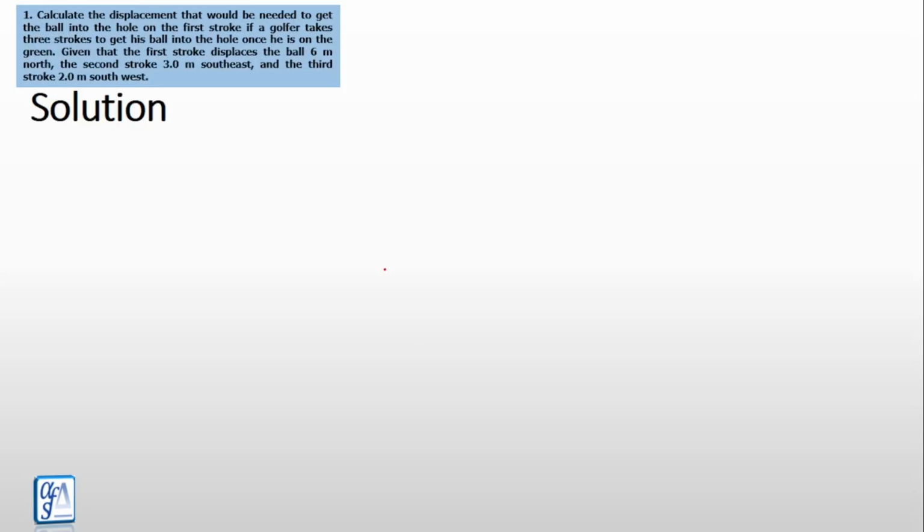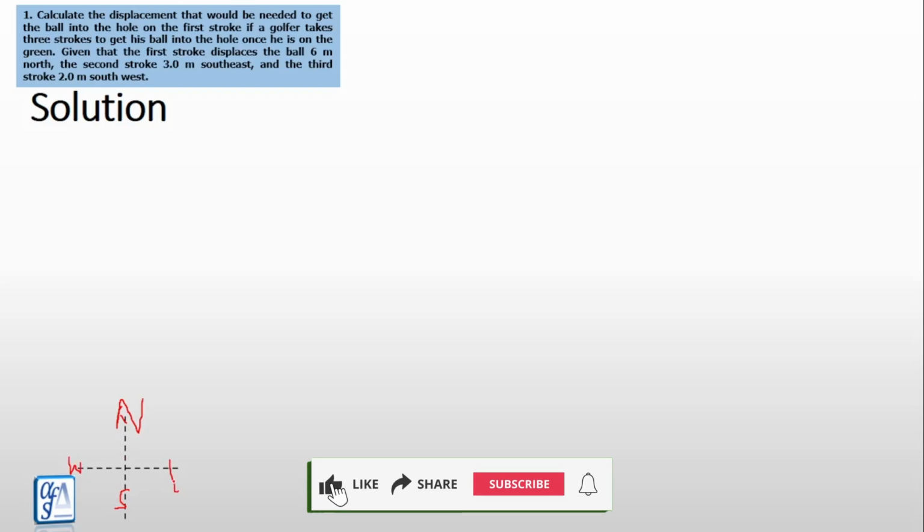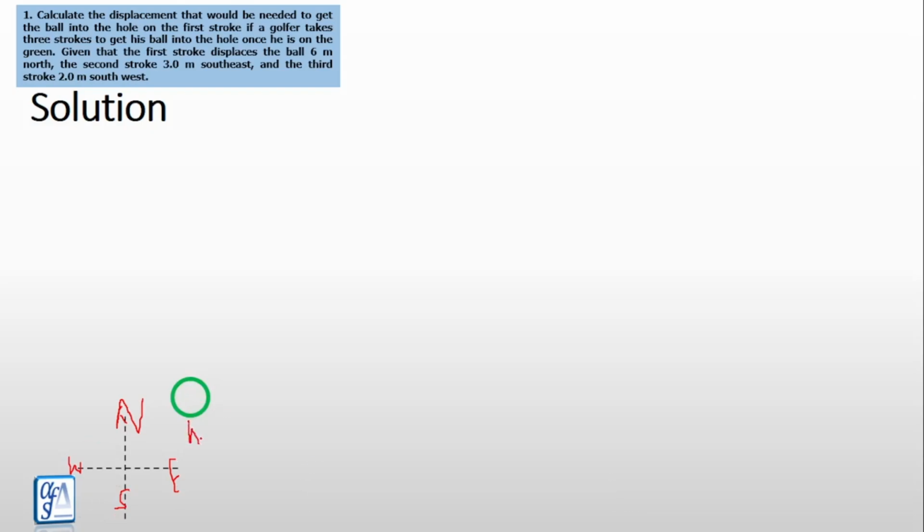Now to solve this problem, we have these cardinal elements. Here is the north, so we have the south, we have the west, and here is the east. Okay, so let's see what happens. Now, this is the ball. This is the O, the hole that we want to get the ball into. This is the starting point.